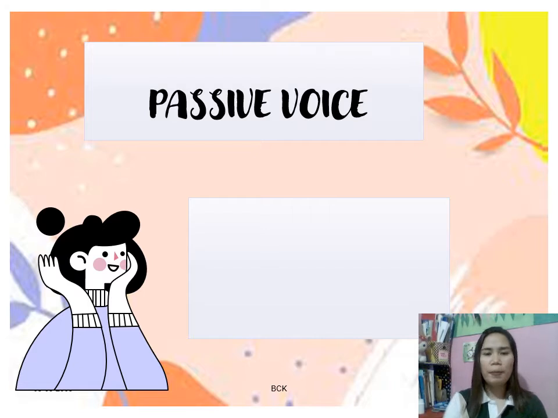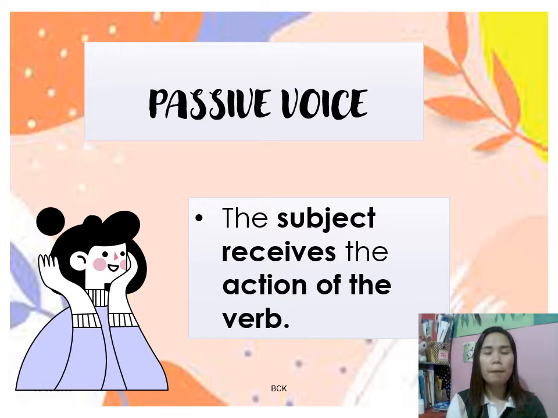All right, let's have the passive voice. So passive voice is where the subject becomes the object or the receiver of the action. So unlike in active voice, the subject is the doer of the action, the one who is performing the action. Here in passive voice, the subject receives the action of the verb. Now let's have some examples for you to understand.